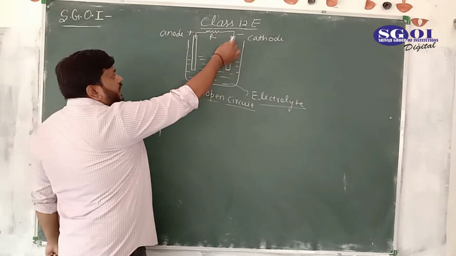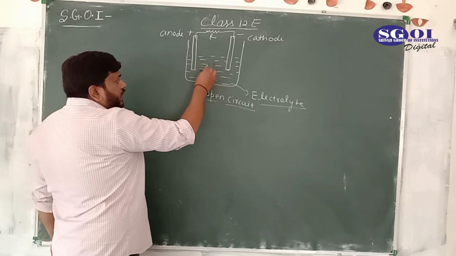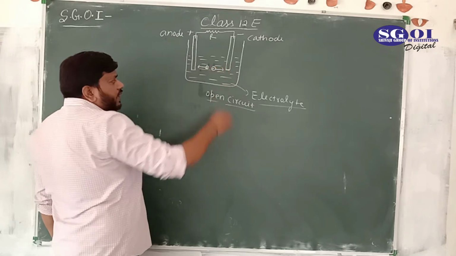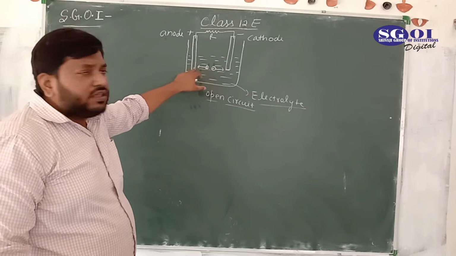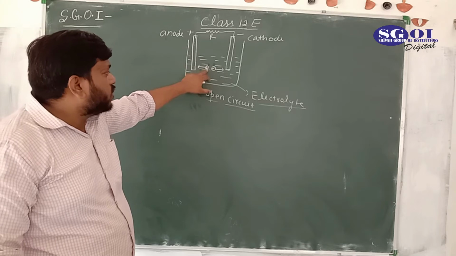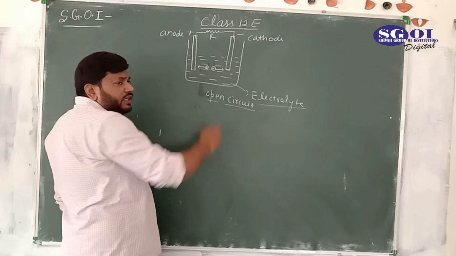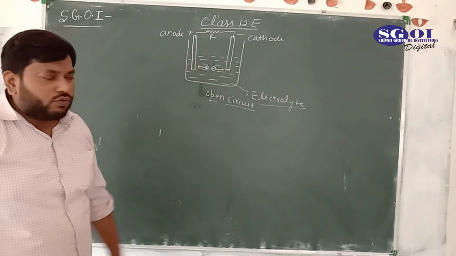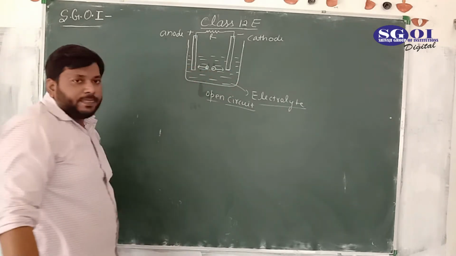You are seeing that the electron is moving like this, and inside the electrolyte the positive ion is moving here and the negative ion is moving here. A positive ion has a deficiency of electrons, and when it reaches here, this plate provides electrons to this positive ion and it gets neutralized. The excess electrons are given to this plate and the negative ion gets neutralized.